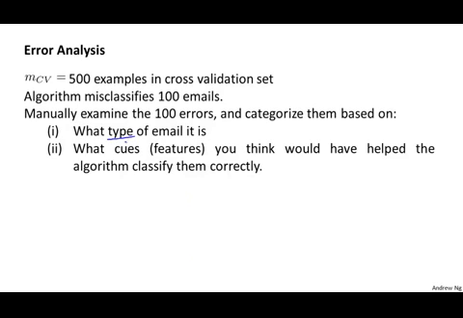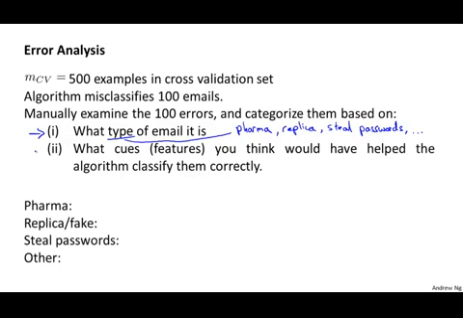So specifically by what type of email it is, if I look through these 100 errors, I might find that maybe the most common types of spam emails it misclassifies are emails on pharma or pharmacies, basically emails trying to sell drugs, maybe emails that are trying to sell replicas, so sort of fake watches, fake random things, maybe some emails trying to steal passwords. These are also called phishing emails, but that's another big category of emails, and maybe other categories. So in terms of classifying what type of email it is, I would actually go through and count up, of my 100 emails, maybe I find that 12 of the mislabeled emails are pharma emails, and maybe 4 of them are emails trying to sell replicas, like sell fake watches or something.